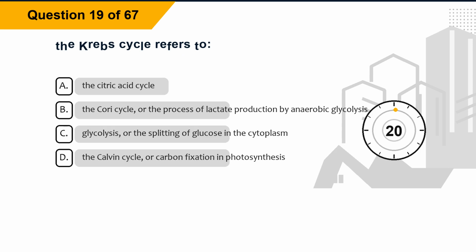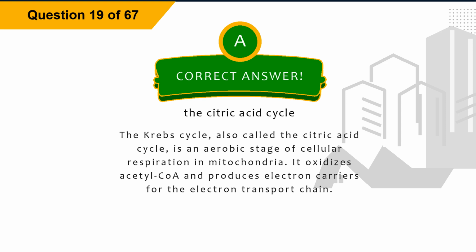Question 19. The Krebs cycle refers to: Option A, the citric acid cycle. Option B, the Cori cycle, or the process of lactate production by anaerobic glycolysis. Option C, glycolysis, or the splitting of glucose in the cytoplasm. Option D, the Calvin cycle, or carbon fixation and photosynthesis. The correct answer is option A, the citric acid cycle.